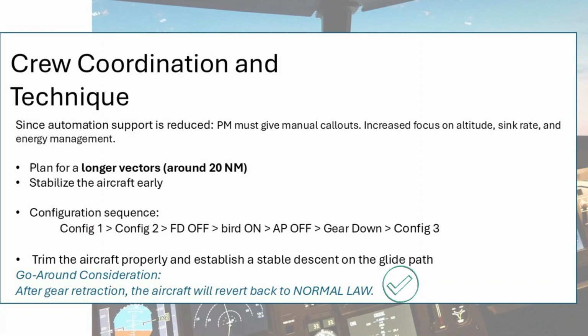Go-around consideration. In case of a go-around, after gear retraction, the aircraft will revert back to normal law. Dual RA failure is not about system failure management. It is about loss of automation support during a critical phase of flight. So the focus should be: fly early, stabilize early, and rely on basic flying skills.